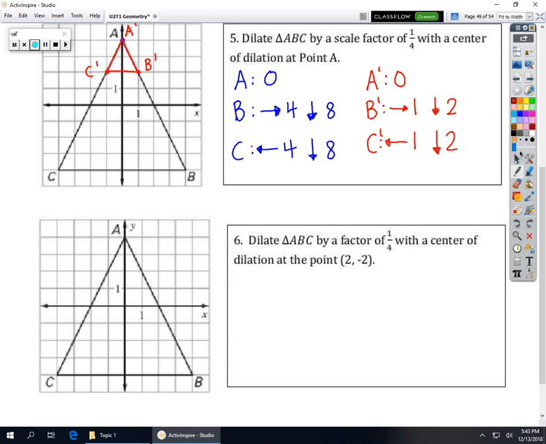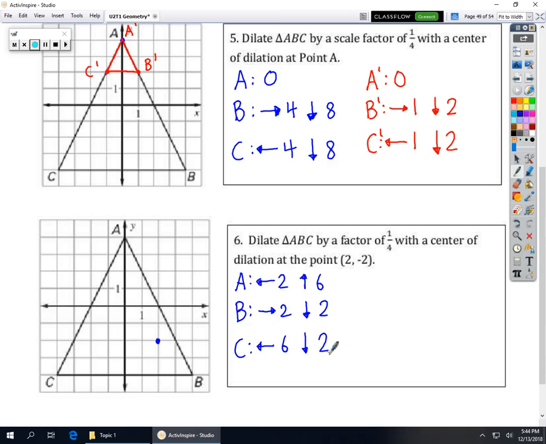What about this one? Dilate again 1/4, except the center is at 2, -2. So 2, -2 is the center. Let's mark it. And as usual, write the directions to get to each of them. To get to A, I go left 2 and up 1, 2, 3, 4, 5, 6. A is left 2 and up 6. B is right 2 and down 2. If I was here, how do I get to C? 1, 2, 3, 4, 5, 6, 2. So left 6 and down 2.